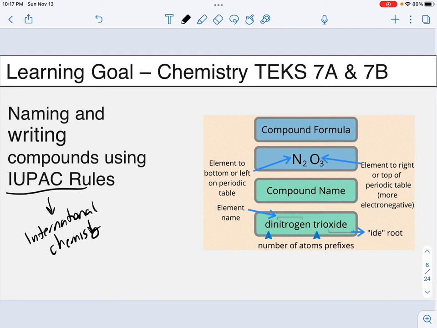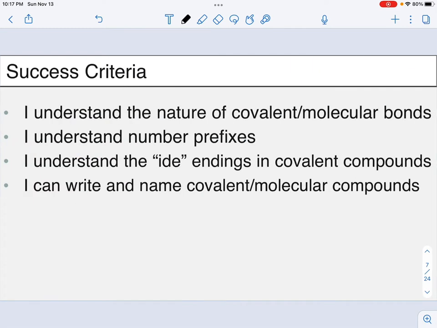So naming a compound is actually writing the actual word out. And then writing a compound is writing the symbols and the numbers that go along with it. So we're going to be talking about this. Success criteria. By the end of this lesson, if you are able to say yes to all of these things, that means that you're on the right track. And if you're unable to, it means you need to go back to the drawing board, go back and watch this video, search for more videos on this topic, or come to tutoring, okay?